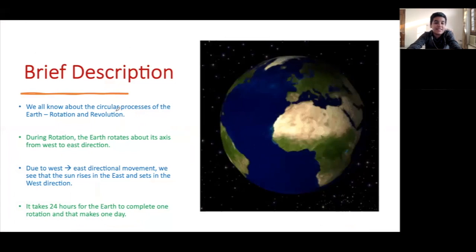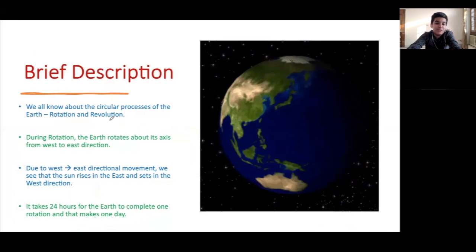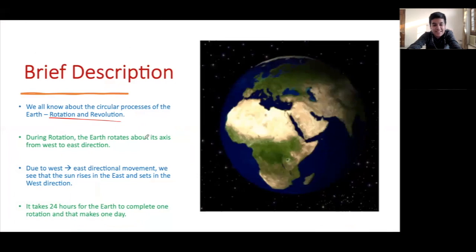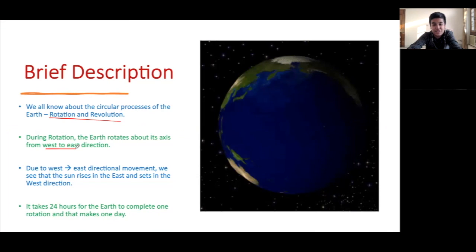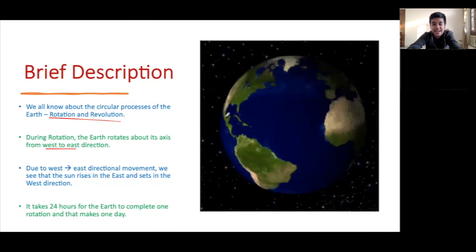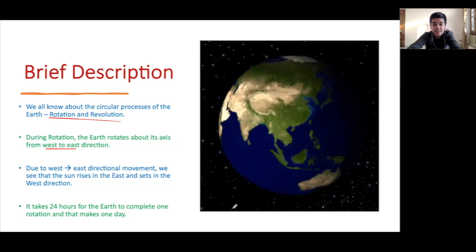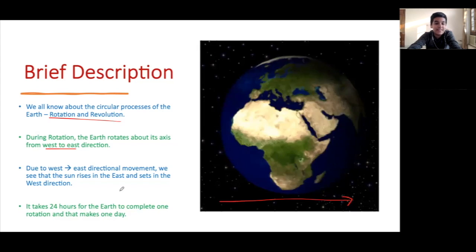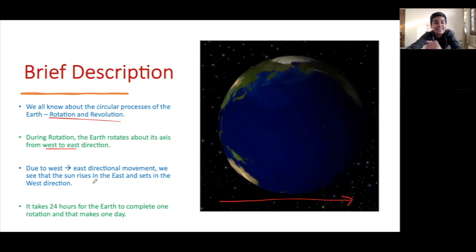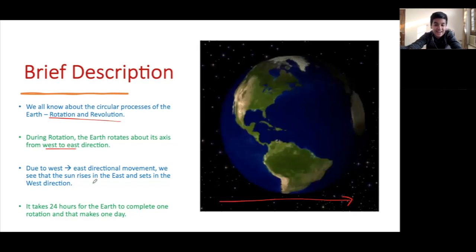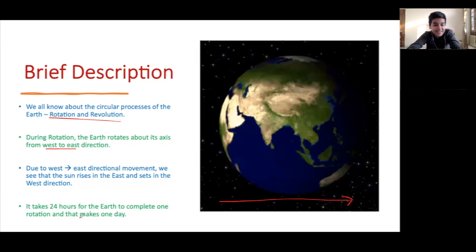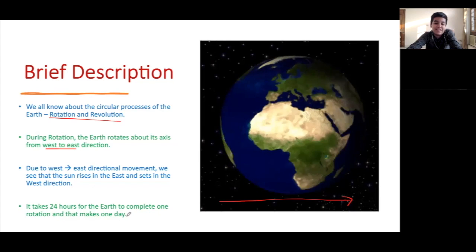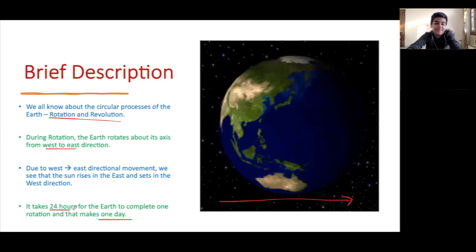The circular processes of the earth are rotation and revolution. During rotation, the earth rotates about its axis from west to east. You can see in the GIF on the right side, it is rotating from the west towards the east. Due to this west-east movement, the sun rises in the east and sets in the west, as we always say. It takes 24 hours for the earth to complete one rotation, and 24 hours makes one day.